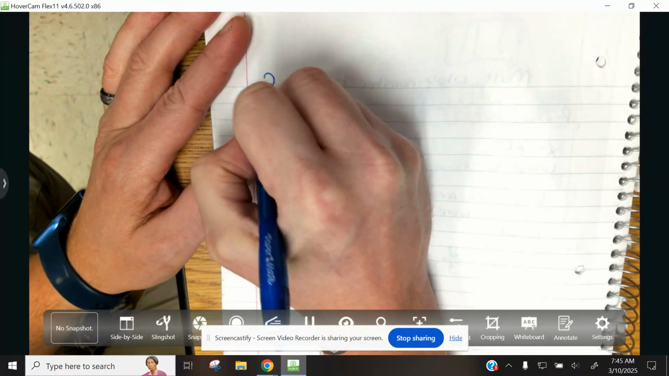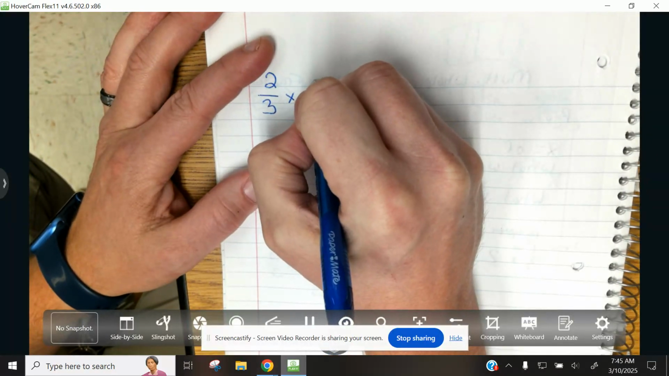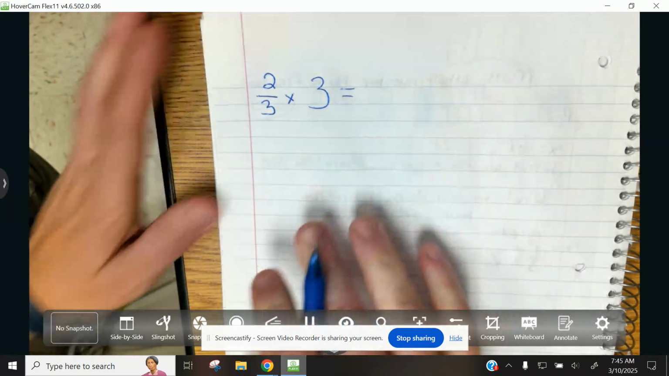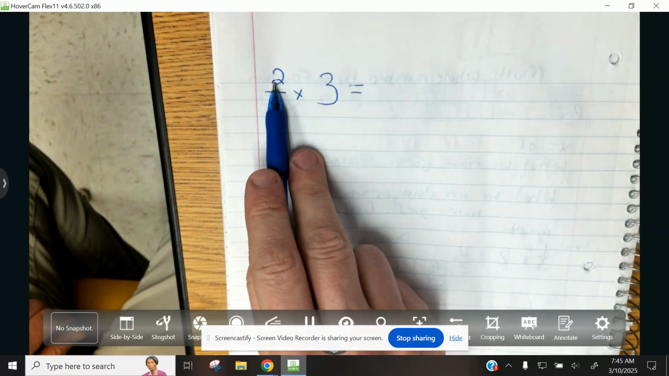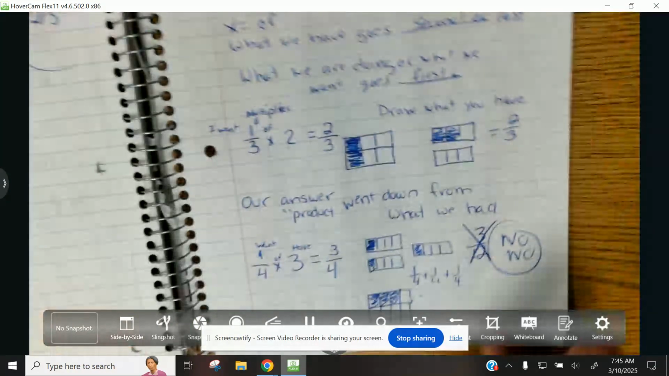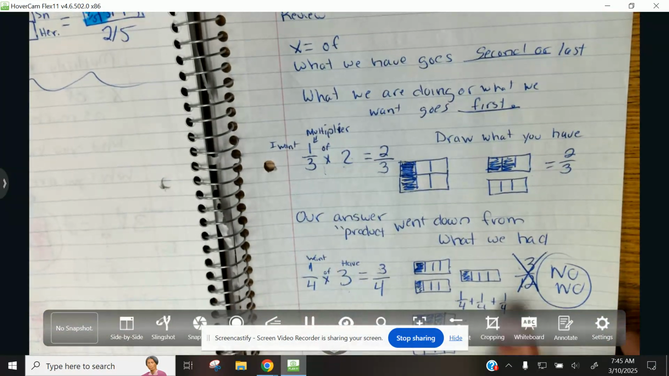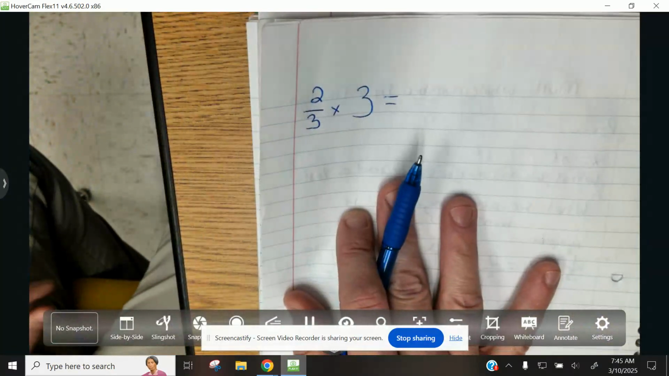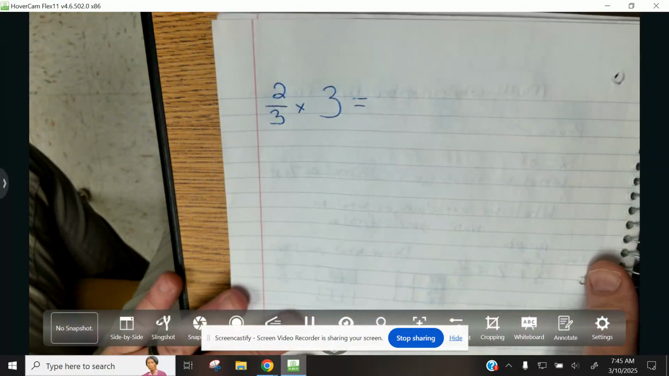Let's do 2/3 times 3. Okay. So this is a little different because now this fraction has a numerator bigger than 1. I don't know if we've ever taught you this: if there's a 1 on the top of the fraction, when the numerator is 1, we call that a unit fraction. Well, this now is not a unit fraction. It's 2/3. Still works the same way though.